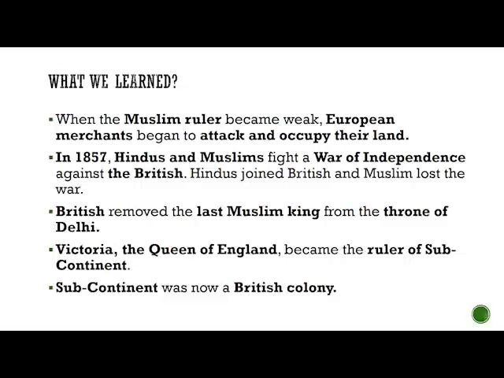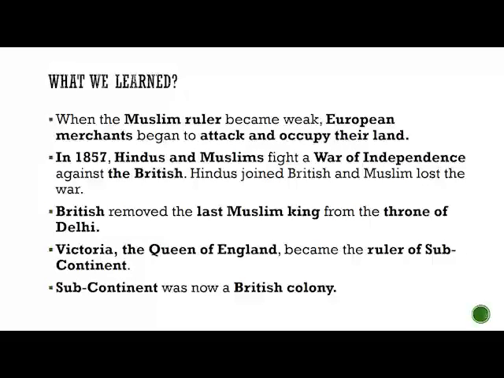Then in 1857, Hindus and Muslims fought a war of independence against the British. Hindus joined the British and the Muslims lost the war. Who were fighting the war of independence against the British? Hindus and Muslims, together, in 1857. Then what happened? Hindus joined the Britishers, and the Muslims lost the war. The British removed the last Muslim king from the throne of Delhi.